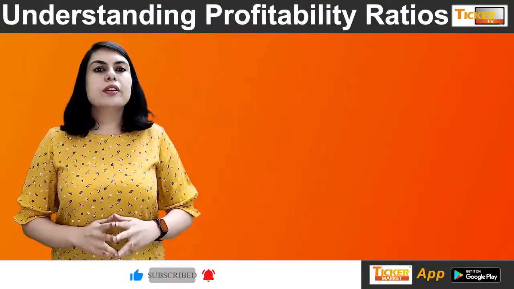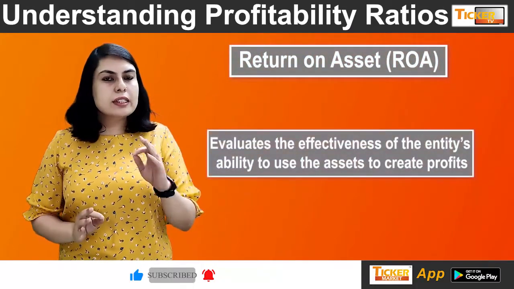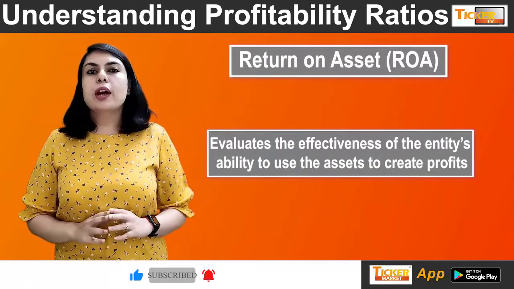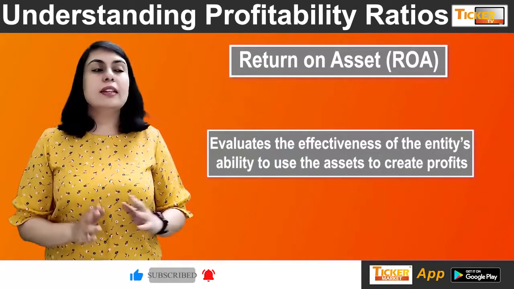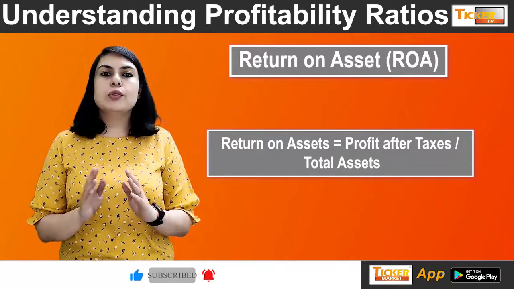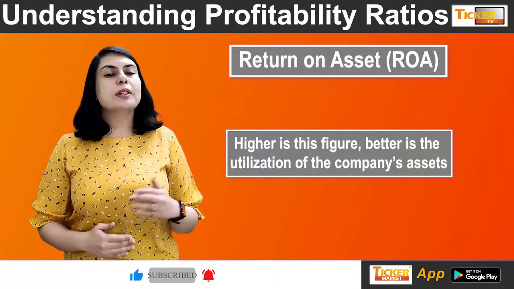The sixth ratio is the return on assets. Return on assets evaluates the effectiveness of the entity's ability to use its assets to create profits. The formula for ROA is very simple and can be seen as follows, where we can see that it is profit after taxes divided by total assets. The higher this figure, the better the utilization of the company's assets.